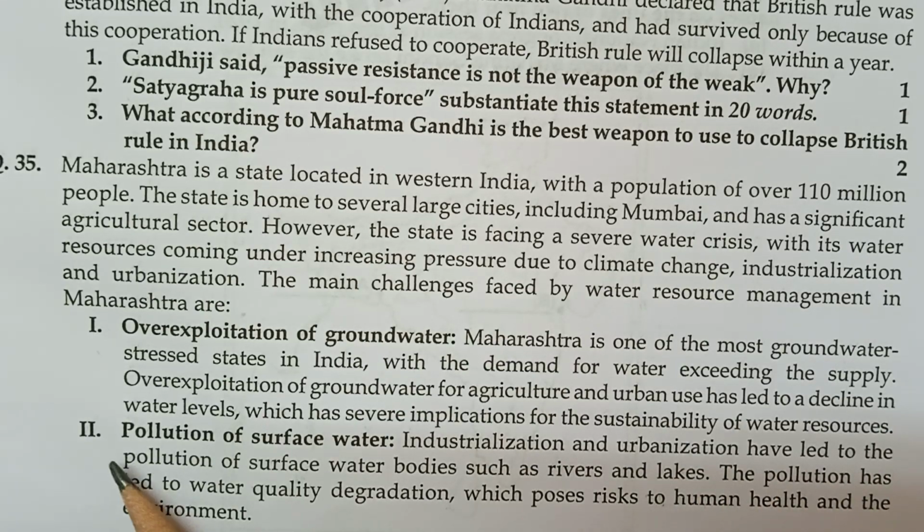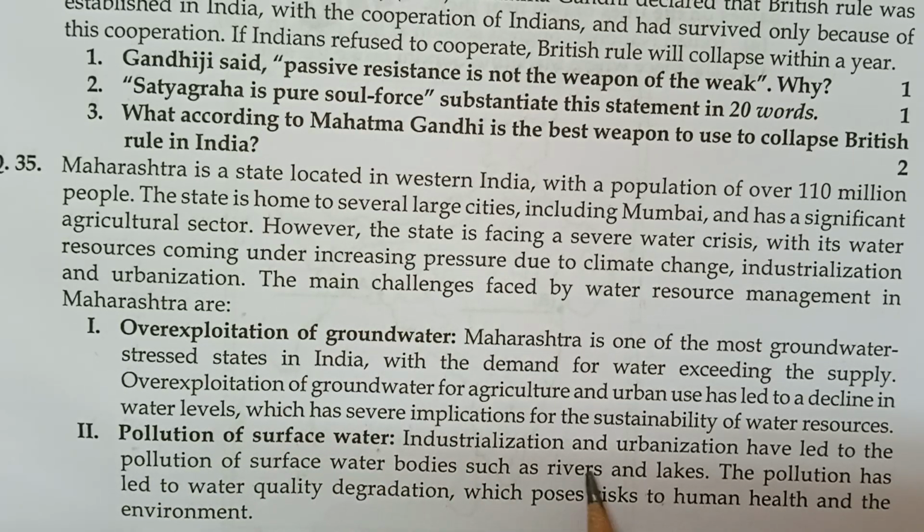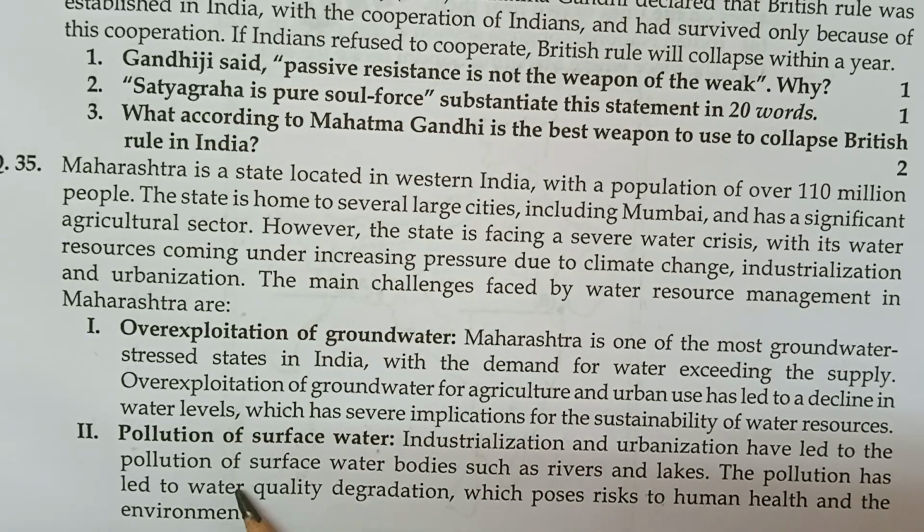Now, point two, it's given: pollution of surface water. Industrialization and urbanization have led to the pollution of surface water bodies such as rivers and lakes. The pollution has led to water quality degradation, which poses risk to human health and the environment.